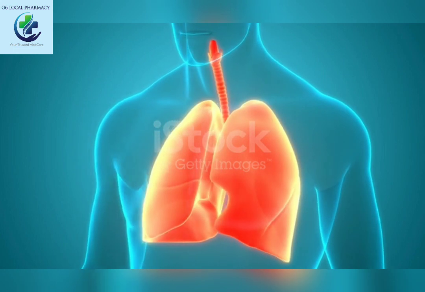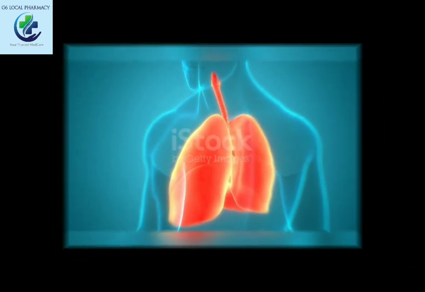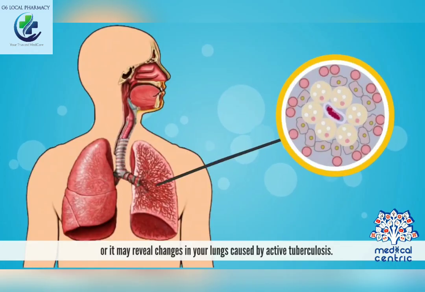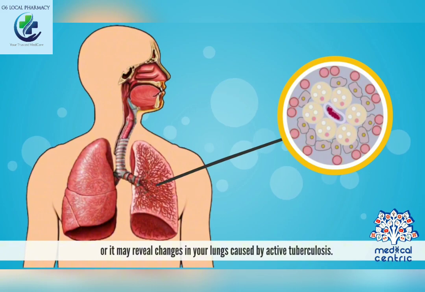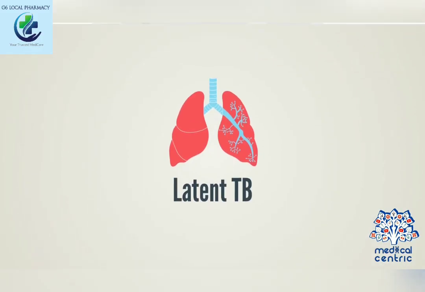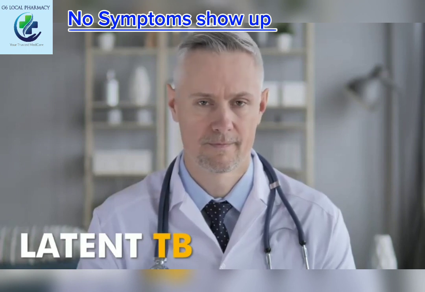The immune system tries to control the infection by releasing various immune factors, such as cytokines. This process triggers an inflammatory response aimed at killing the bacteria. In some cases, the immune response is successful, and the bacteria become dormant within the granulomas. This is known as latent TB infection, where the person carries the bacteria without exhibiting symptoms.